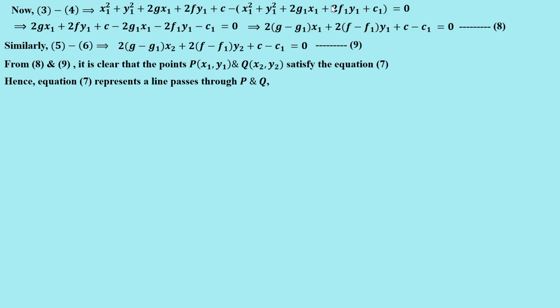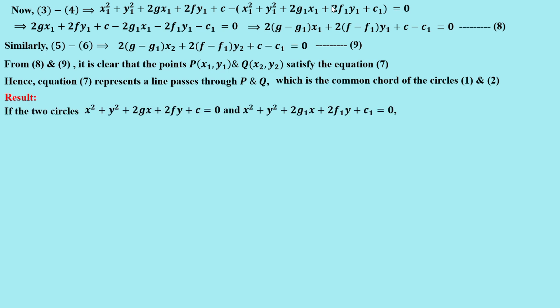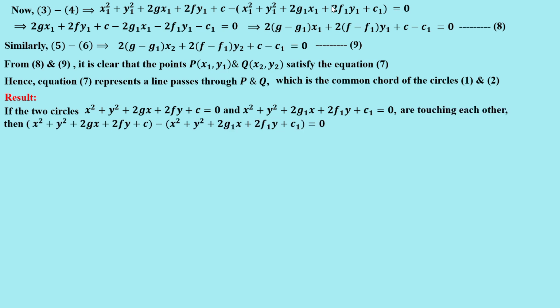Hence equation 7 represents a line passing through P and Q, which is the common chord of circles 1 and 2, right? Next result: if two circles, x² + y² + 2gx + 2fy + c = 0 and x² + y² + 2g1x + 2f1y + c1 = 0, are touching each other, then first circle minus second circle equals 0.